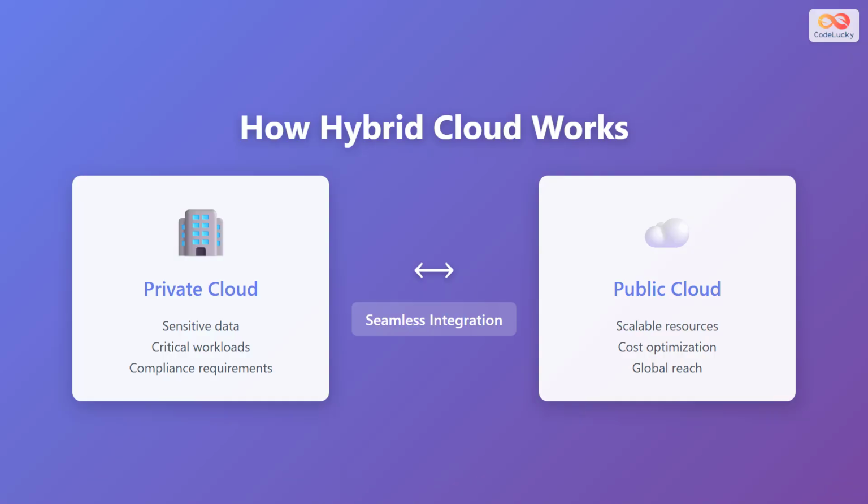Let's understand how hybrid cloud works in practice. Your private cloud handles sensitive data, critical workloads, and applications that must meet strict compliance requirements. Meanwhile, your public cloud provides scalable resources, cost optimization through pay-as-you-go pricing, and global reach for worldwide deployment. The key is seamless integration between these two environments. Data and applications can move back and forth based on your business needs, security requirements, and performance demands, giving you ultimate flexibility in how you deploy and manage your infrastructure.